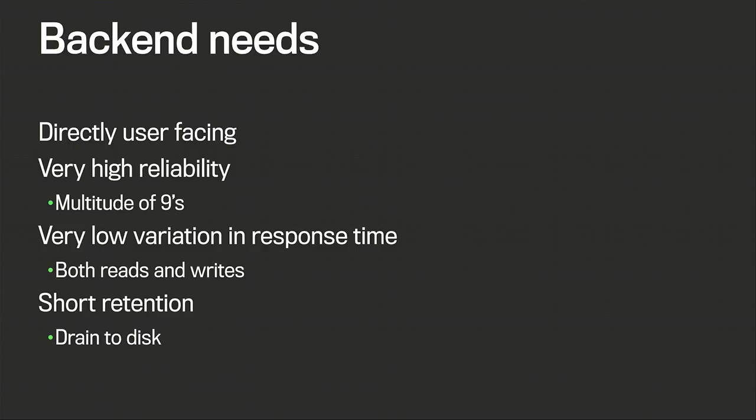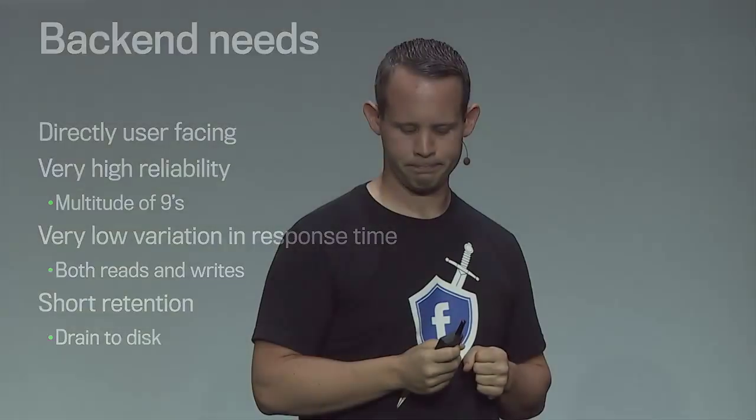The second thing is we wanted a very low variation in response time. So when someone sends a message, we want to make sure it's going very, very quickly. Again, single-digit milliseconds or less was our goal. This is for both reads and writes, so both the senders and the consumers. And the final thing, we had a short retention. Because we're going to be draining to disk, we don't necessarily need to store the data permanently within the system.